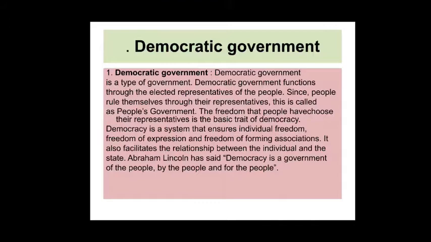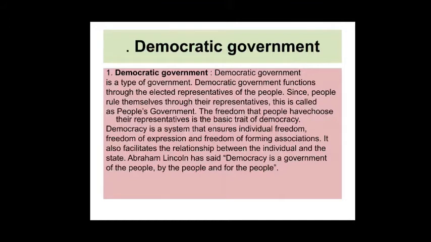How many types of government are there? There are many types of governments in the world. The following are the important types of government. First one is democratic government, second is dictatorial government, third one is communist government. So first one, democratic government.